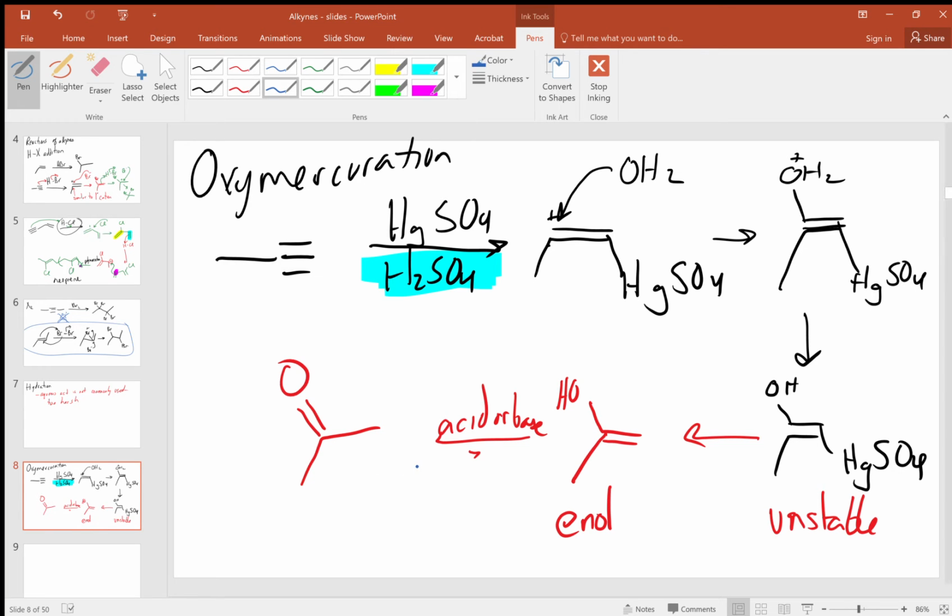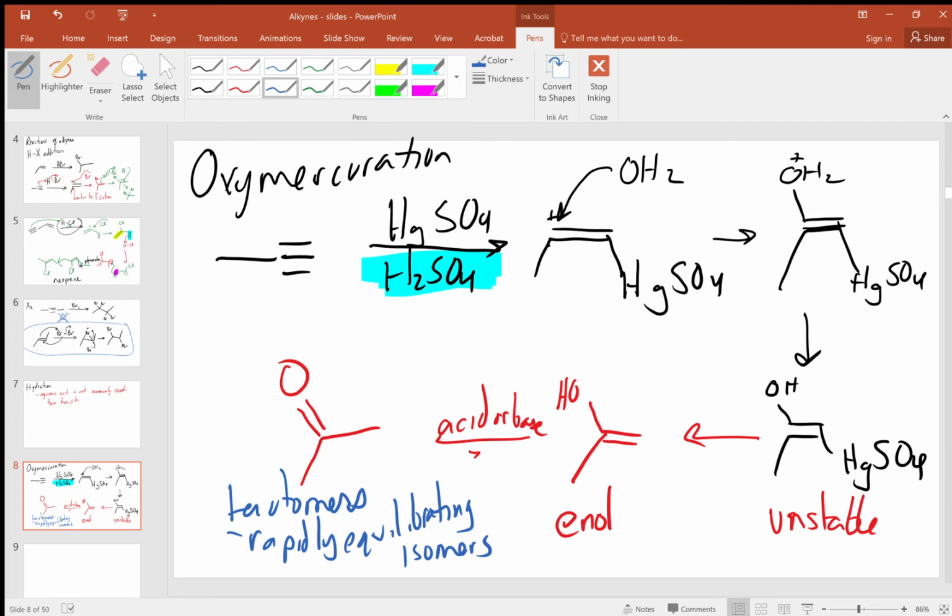Now these two compounds, the ketone and the enol, are known as tautomers, which basically means that they are rapidly equilibrating isomers. They are not resonance structures, but they are two isomers that under the right conditions can be interconverted with each other. And so under acidic or basic conditions, enols in almost every case will get converted to the carbonyls. Why? Well, in general, the carbonyl is more stable.